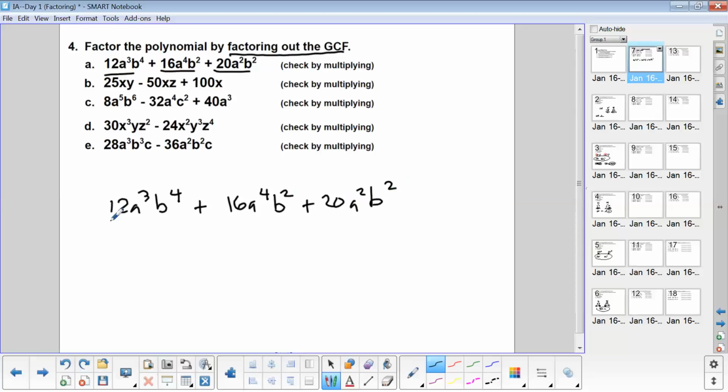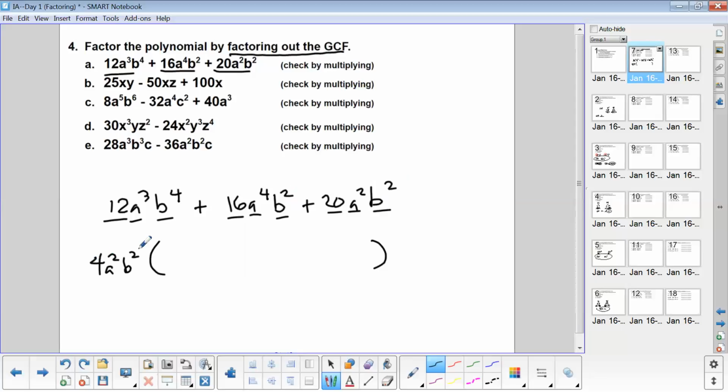And I would encourage you to look at your coefficients first. You look at 12, 16, and 20, and it looks like the greatest common factor would be 4. And now let's look at a's: a to the third, a to the fourth, a to the second. What's the smallest? A to the second. Third, we've got b to the fourth, b to the second, b to the second. So b to the second would be the smallest. Now, that's the greatest common factor of all three.